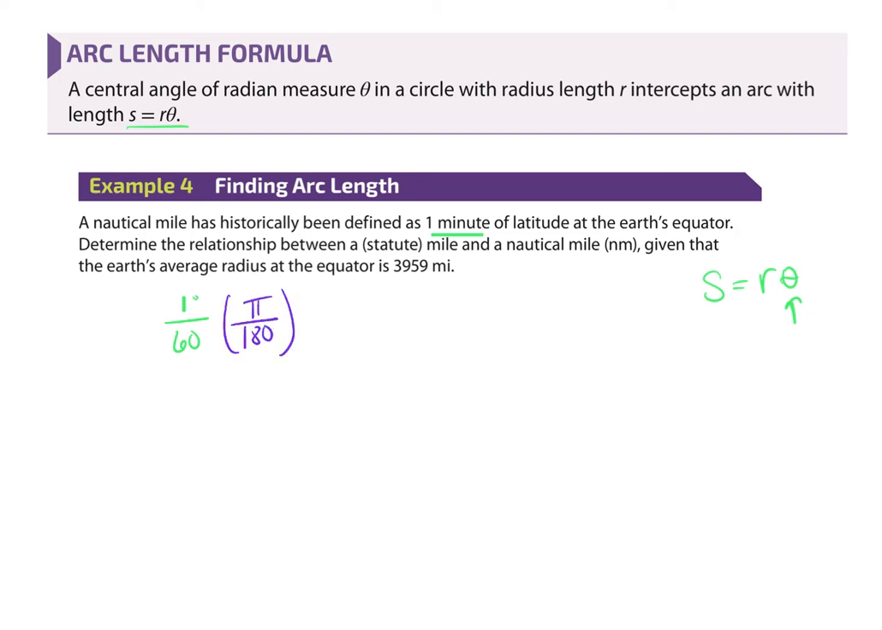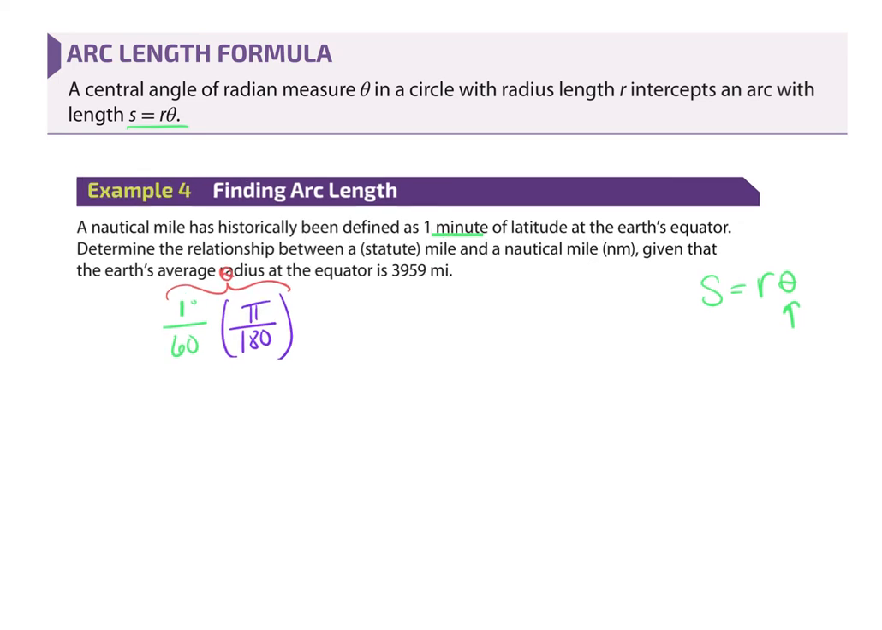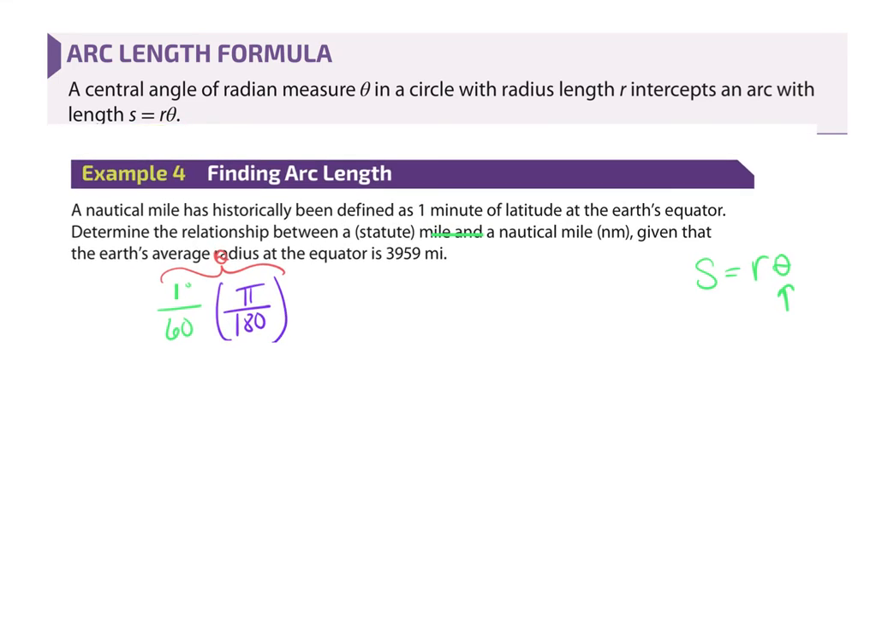So the first thing I did was take it from minutes and seconds to decimal degrees. Then I converted it to radians by pi over 180, okay? So this right here represents my theta. What do I need to multiply my theta by? My radius. What is my radius? Radius is 3,900.